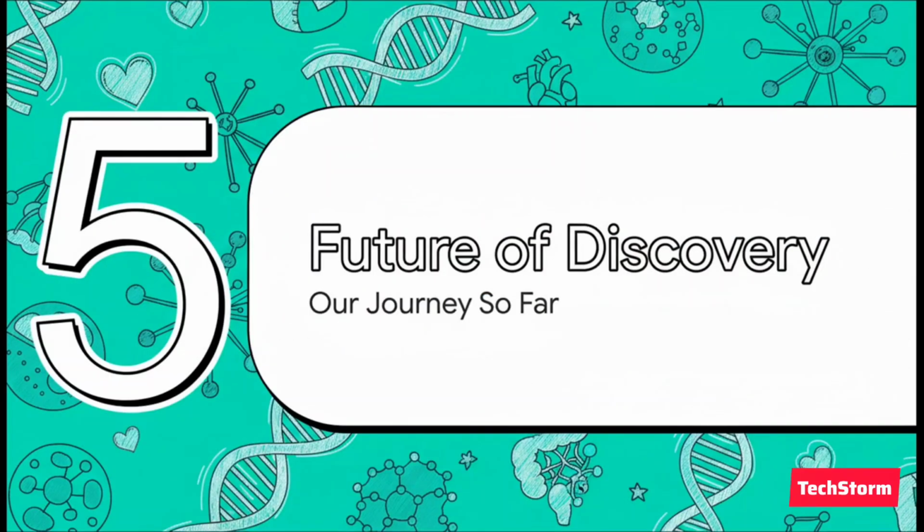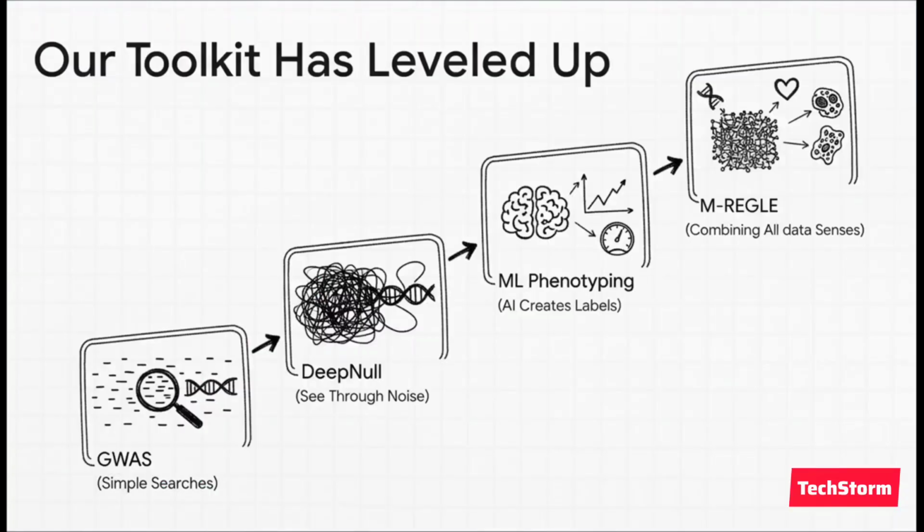So what a journey, right? We've basically watched the scientific toolkit for understanding our DNA level up again and again, with each new idea building on the one before it. I mean, think about it. We went from those early, simple searches with GWAS to getting a whole lot smarter about seeing through the biological noise with DeepNull. Then we took a huge leap and let the AI create its own, much better labels. And finally, we taught it to combine all its senses with MRegle. Every single step has peeled back another layer of the onion, getting us closer to the real biology underneath.